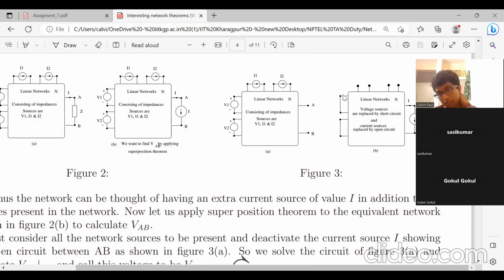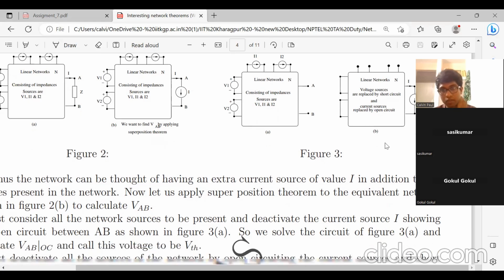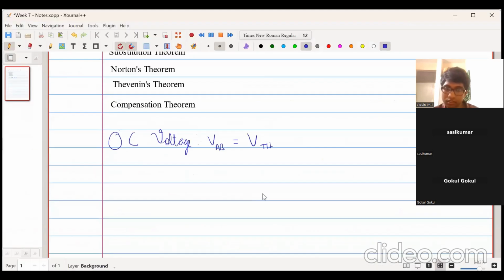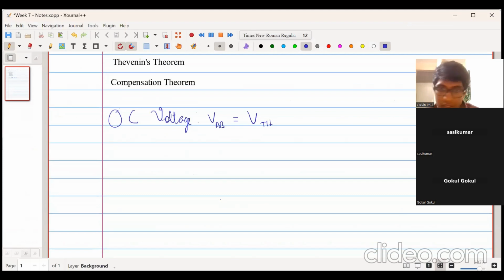Now only this current source is kept and the others are replaced. These voltage sources are replaced by short circuits, and these current sources are replaced by open circuits. What is left in the network is just some impedance Z. So effectively the circuit becomes like this: there is a certain Z Thevenin, this is the current source I, this is the terminal A, and this is the terminal B.